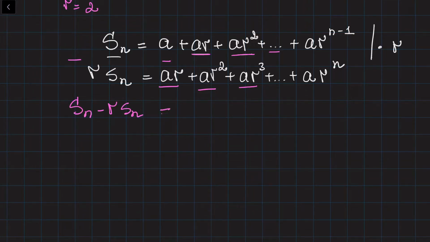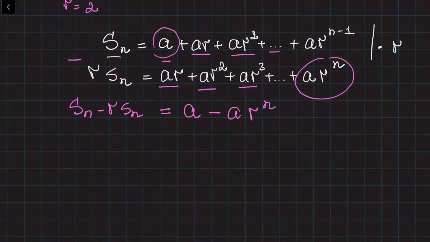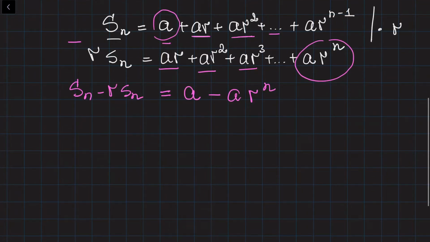And the only two terms which are going to be left are the first one from here, which is the a, and the last one from here, which is going to be a times r to the power of n, if we subtract the equations row by row. So what I'm going to do is, our ultimate goal is to find the Sn, right?